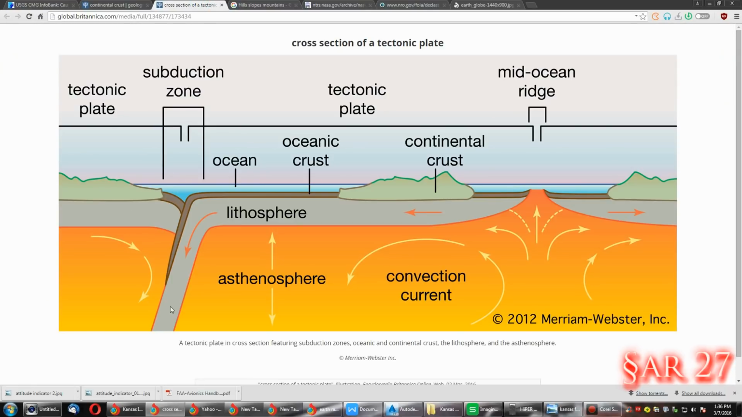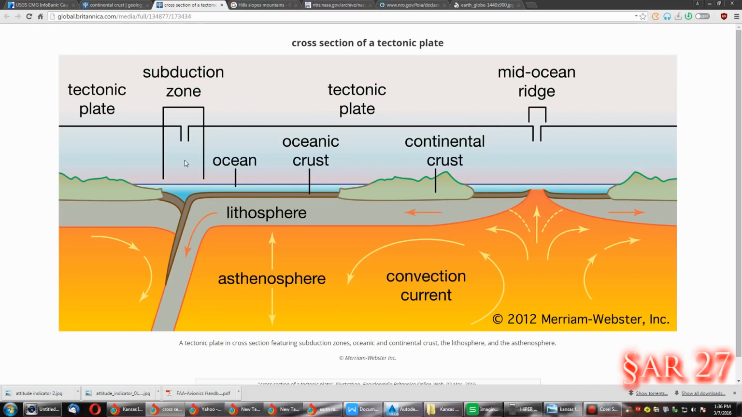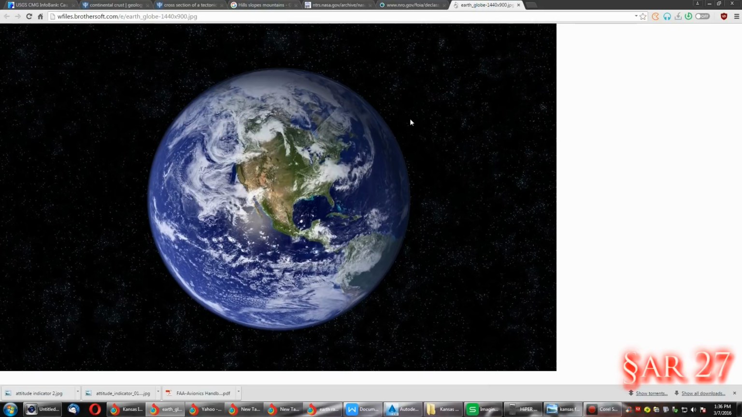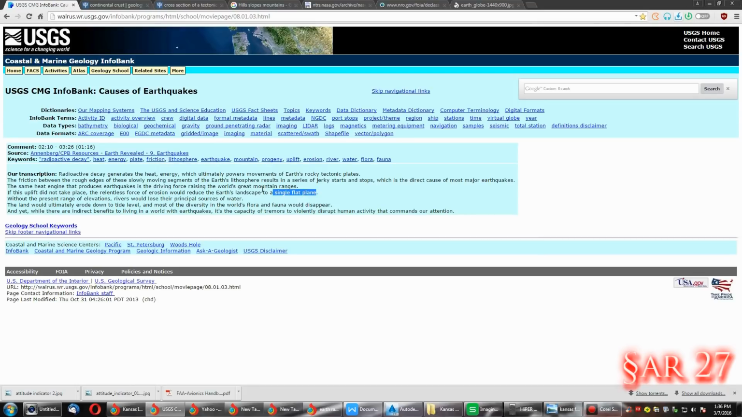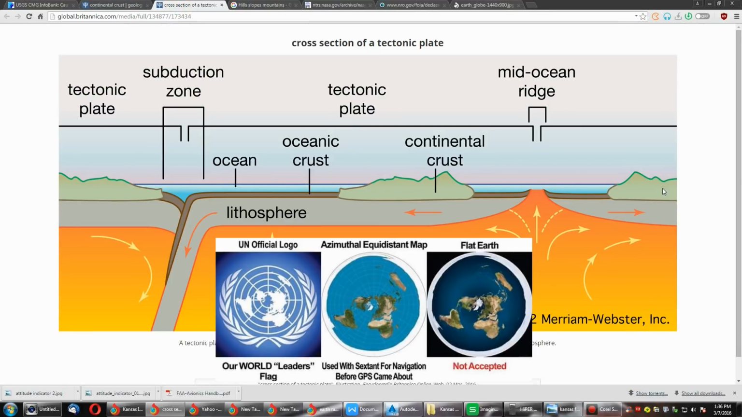Meaning, if it wasn't for these tectonic plates in the lithosphere, they should just start renaming this stuff to lithoplane. I mean, if it wasn't for the tectonic plates, this level plane here would be a single flat surface, a single flat plane. Now let's look at that again. How can a ball become a single flat plane because of the loss of tectonic plates and earthquakes? It doesn't make any sense. It only makes sense on a flat Earth plane. I mean, that's what it is.